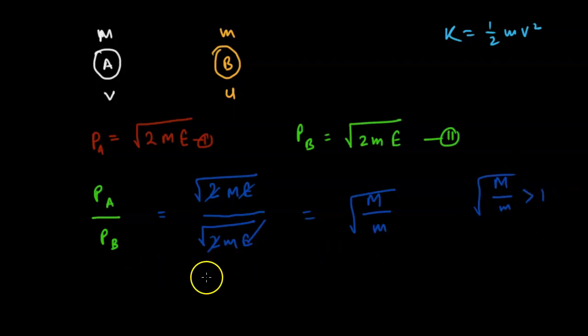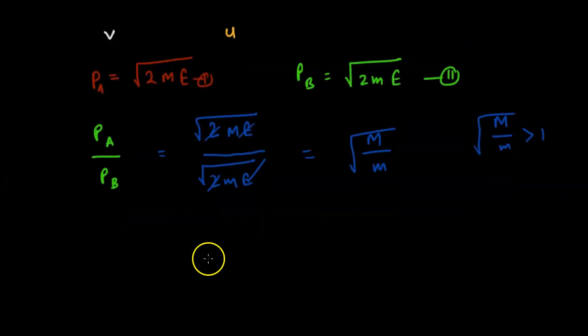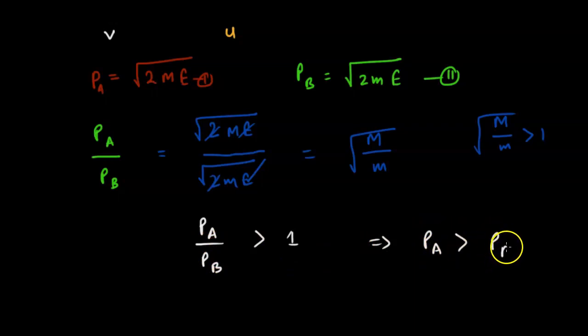So this means that we can say PA, which is the momentum of the heavier body, upon PB, which is the momentum of the lighter body, will be greater than 1. The fraction of this will be greater than 1. So we can write that the momentum of the heavier body is greater than the momentum of the lighter body. And that is the second case we discussed.